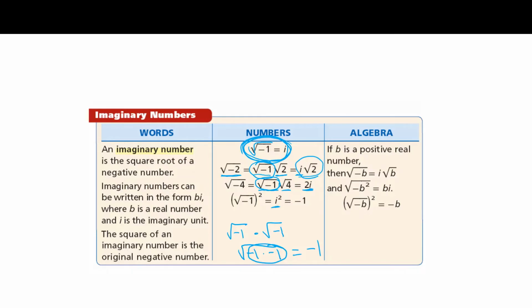I'm not going to do it in algebraic terms, but you can look at this. If b is a positive real number, then the square root of -b equals i times the square root of b. That's just using it in letters.